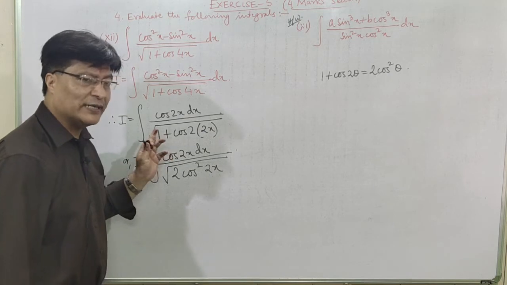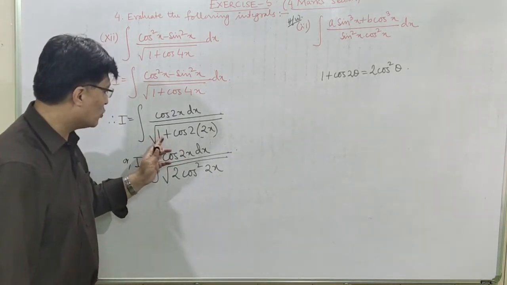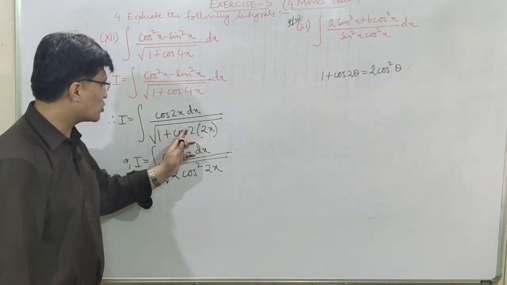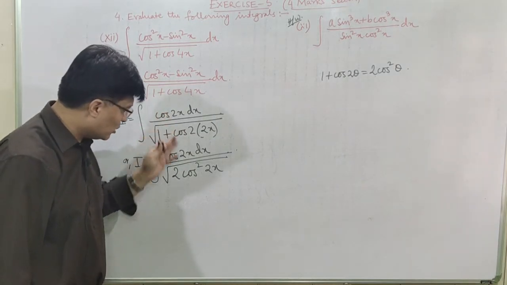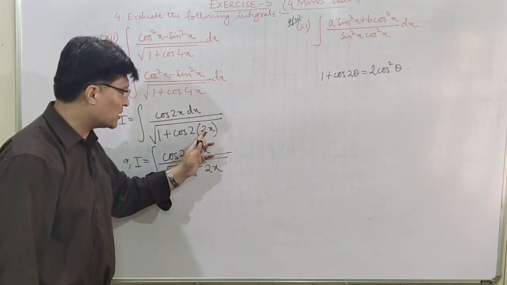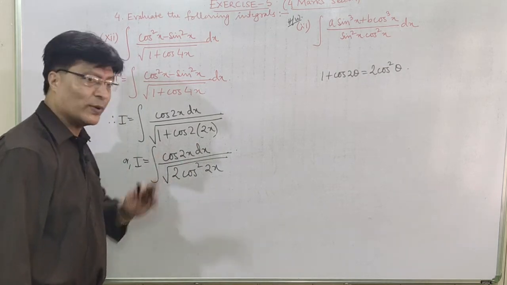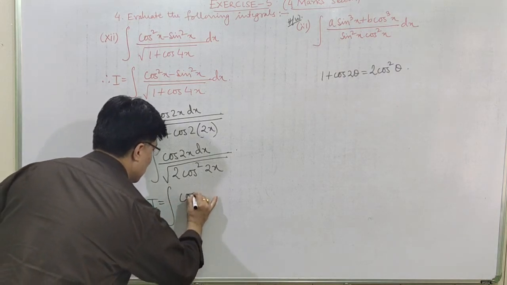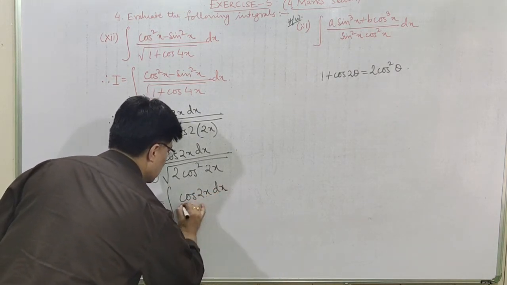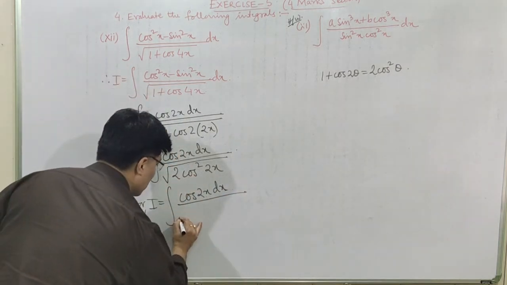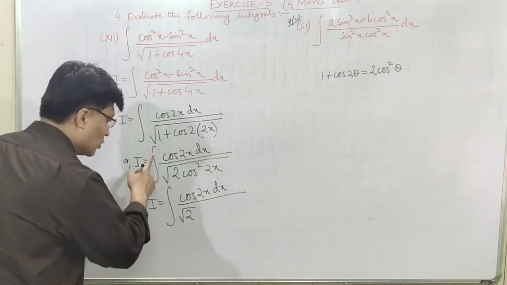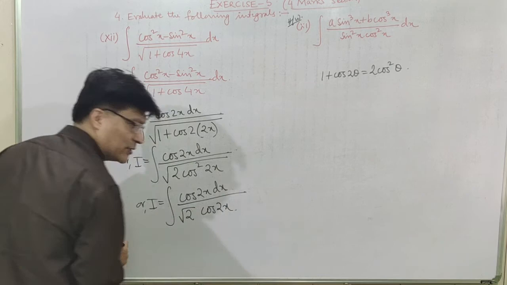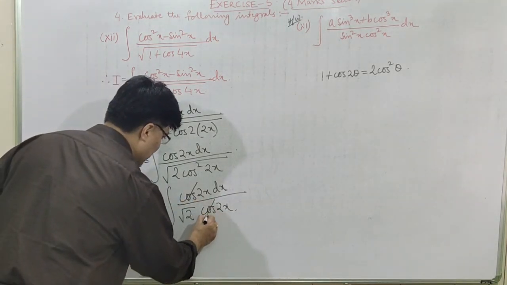So you can write down the intermediate step, that is root over 1 plus cos 2 into 2x. Okay, so root over 1 plus cos 2 into 2x. So that you can use the formula, that is 2 cos square 2x. Instead of theta there is 2x. So this is the formula 2 cos square 2x. Okay, or I is equal to integration of cos 2x dx divided by, you can easily get the square root. Root over 2 is root 2. What is square root of cos square 2x? This is only cos 2x. Okay, so you can cancel them.